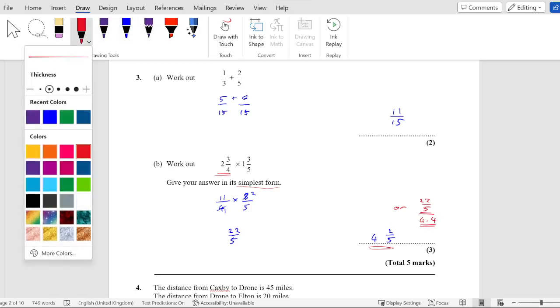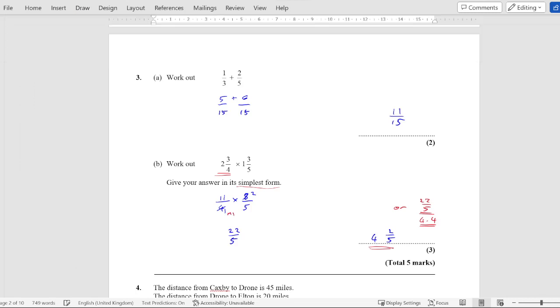For that one, it was 1 method mark for converting them to both being improper fractions, 1 method mark for the multiplying method, and then an A1 for whichever of the 3 versions you had.